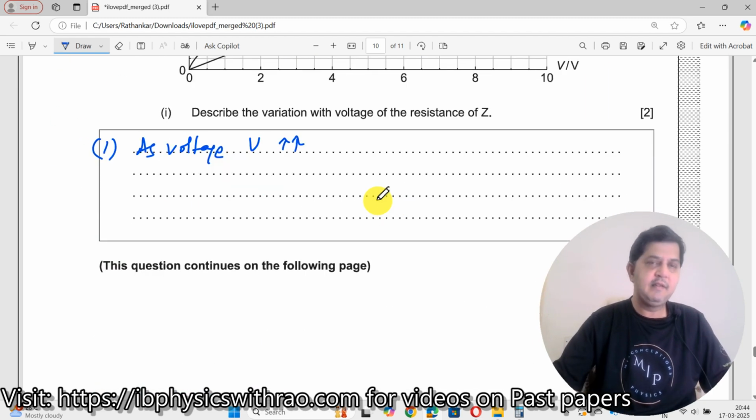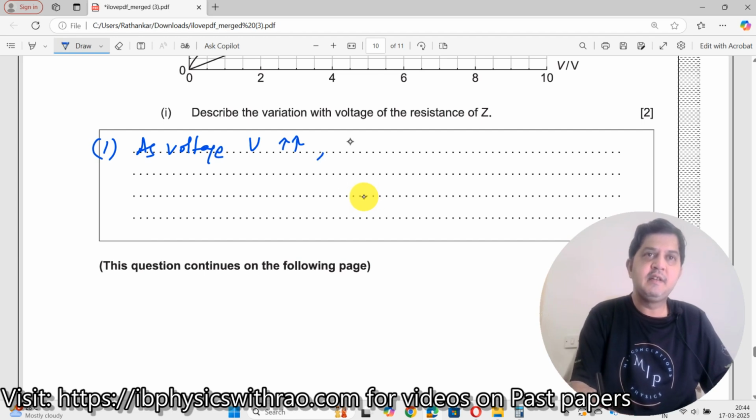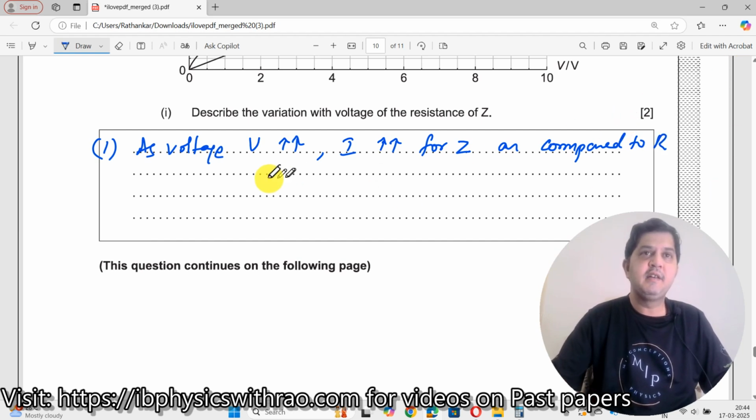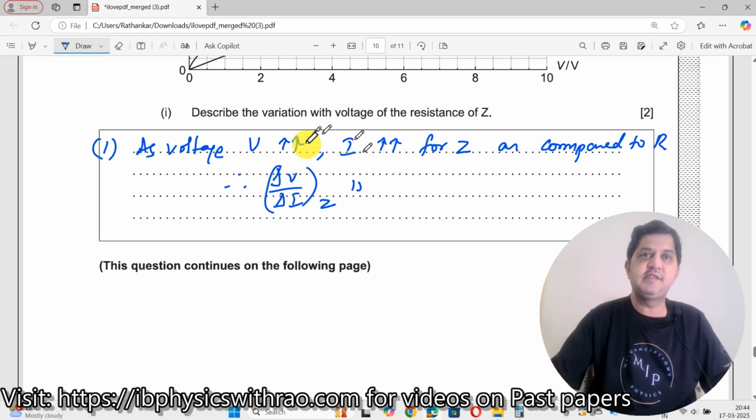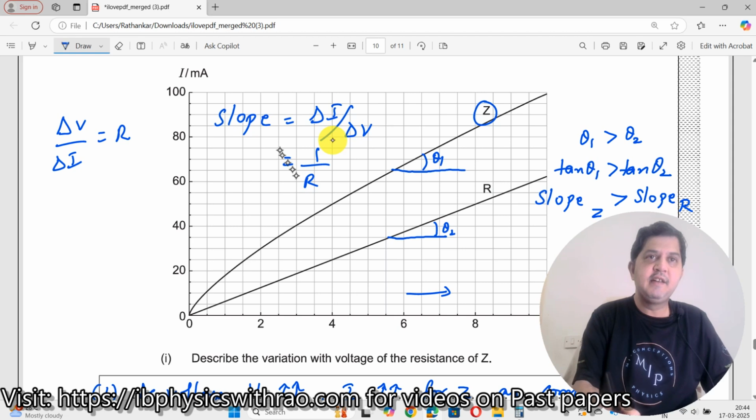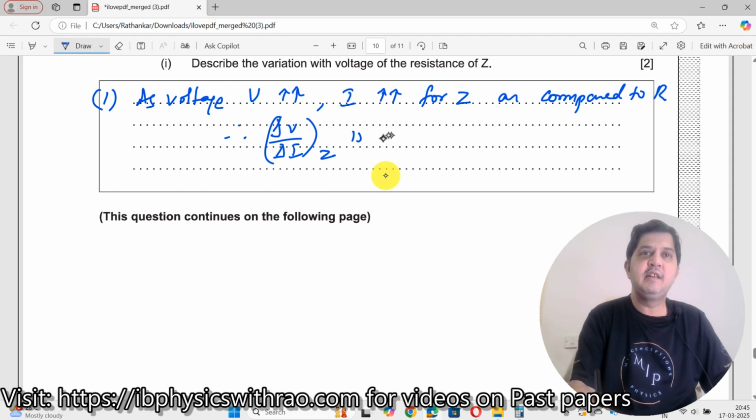So you can say the rate at which current increases for Z as compared to R. So therefore, delta V by delta I for Z, what's happening here? We have already seen the slope is higher here, which means R is lower. R is lower over here, R is decreasing.